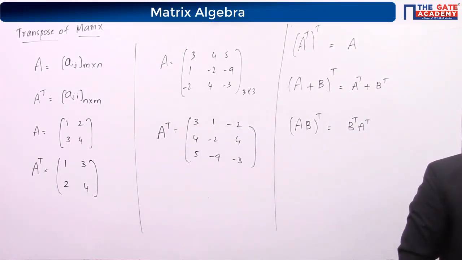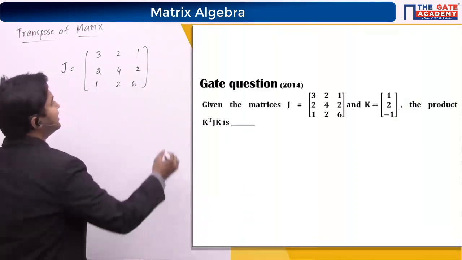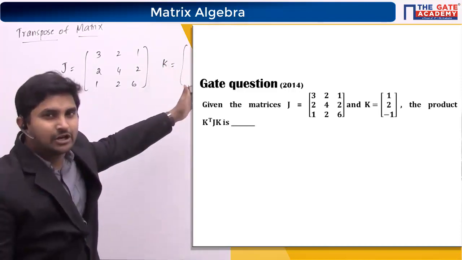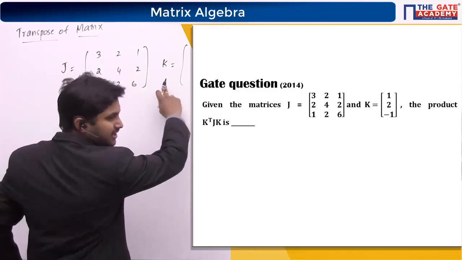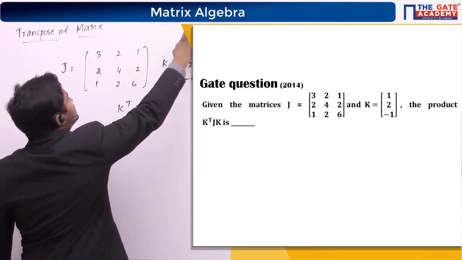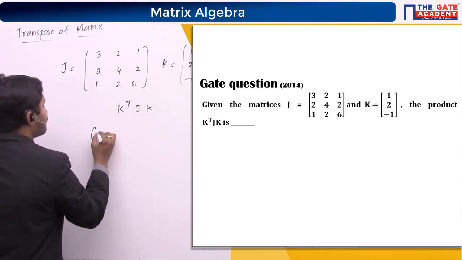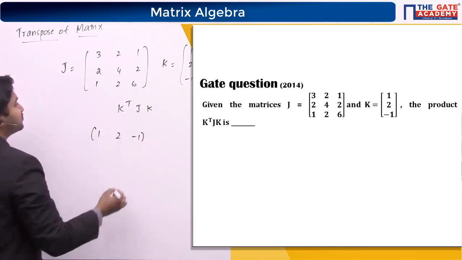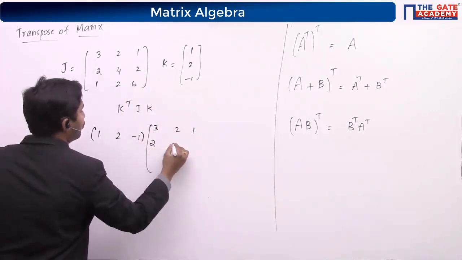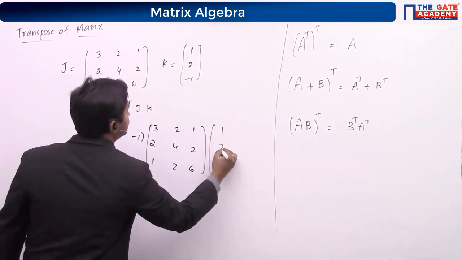Please take the question on the secondary screen. So the matrix J has been given and there is one more matrix which is K. Can you please tell me whether it is a row vector or a column vector which is given here? The K. So it is a column vector because it is having only one column. Now K transpose is going to be 1, 2, minus 1. Now J, which is 3, 2, 1, 2, 4, 2, 1, 2, 6. And then comes 1, 2, minus 1.